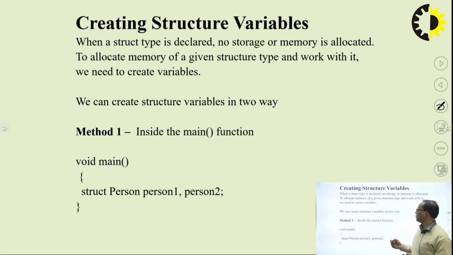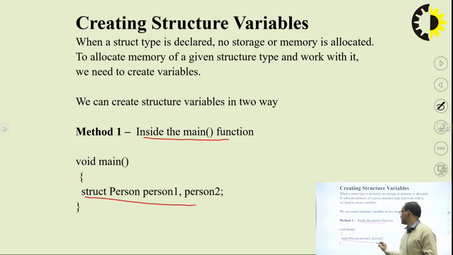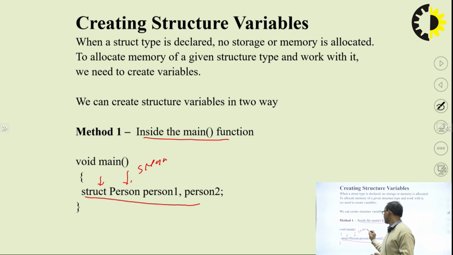Okay, so there are two methods to create structure variables. There are two different ways of creating the structure variable. The first method is inside the main function. Inside the main function, this syntax is basically used to declare or create the structure variable. First we use the struct keyword. After that, this is the structure name, and this is structure variable 1, and this is structure variable 2.